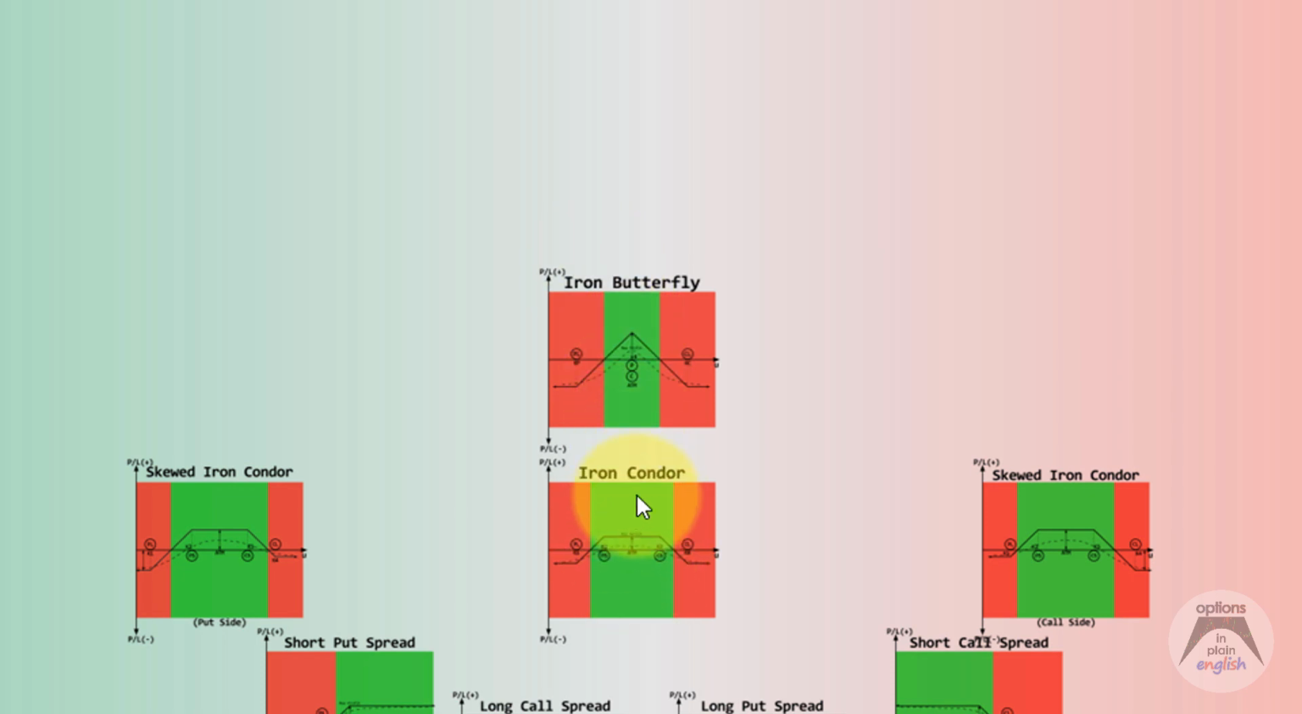Okay, so that's why if we have, let's say, a high but not very high level of implied volatility, we'll go with an iron condor.